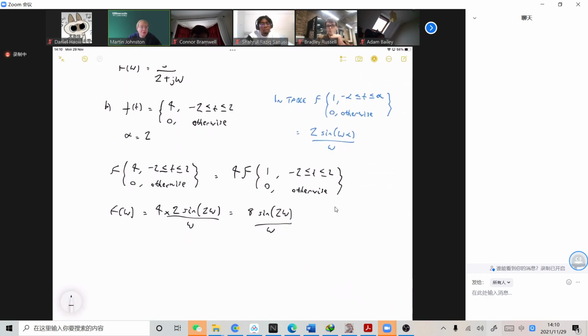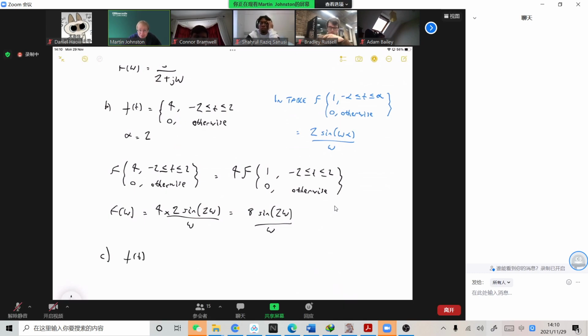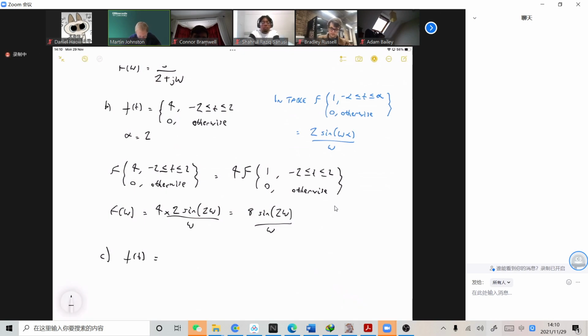Okay, and let's just do the last question, part C. Let's write the question down first, but we've got the sum of 2 delta functions. So in this question, we need to find the Fourier transform of these 2 separate delta functions. So we can take the 2 outside.